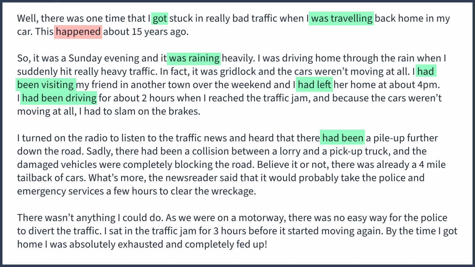Happened is a regular past simple verb. Got is an example of the irregular past simple. Was raining and was traveling are in the past continuous. Had left and had been are examples of the past perfect simple. And finally, had been visiting and had been driving are examples of the past perfect continuous tense.